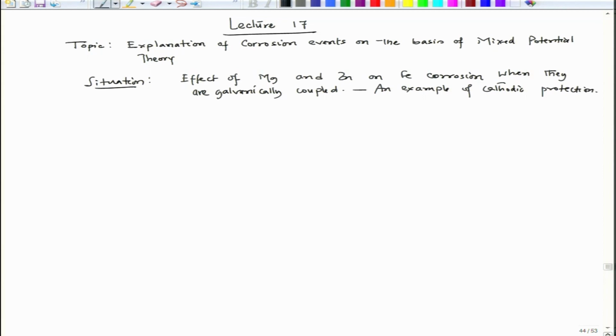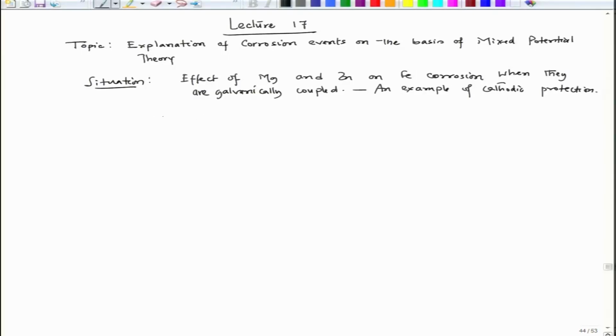And remember, our discussion will be confined only to the application of mixed potential theory. We will not talk in detail about the technical part of cathodic protection, only the mixed potential theory will be talked about. Now, when we talked about cathodic protection, we could see that there are two modes, one is sacrificial anode, another one is impressed current cathodic protection.